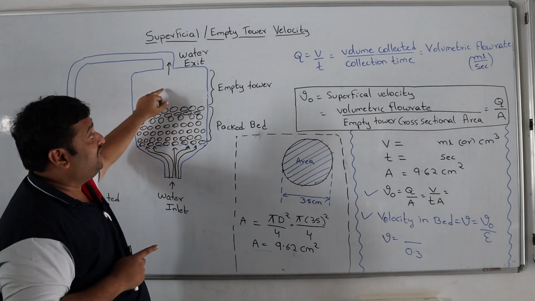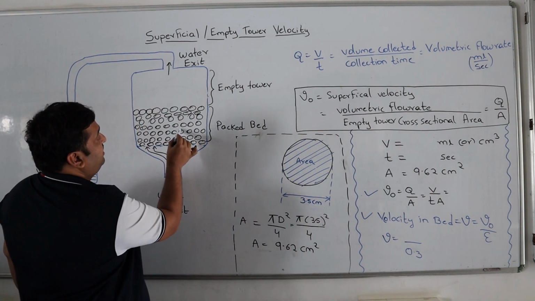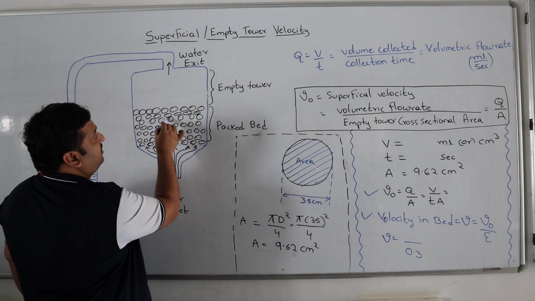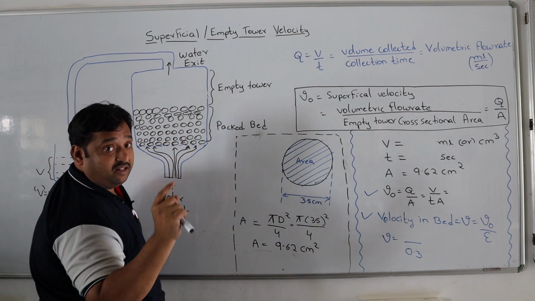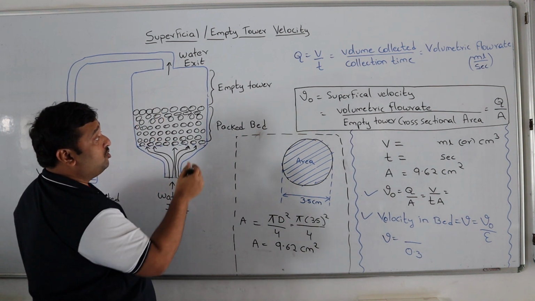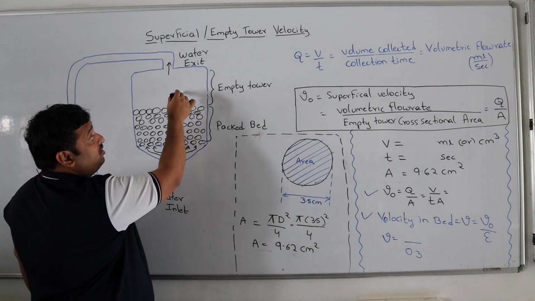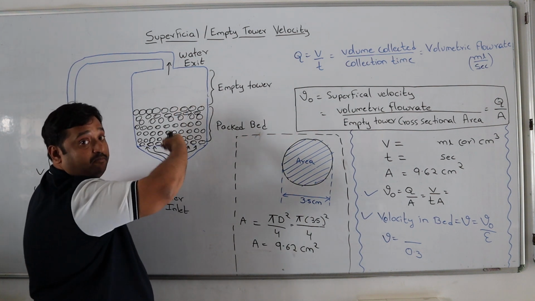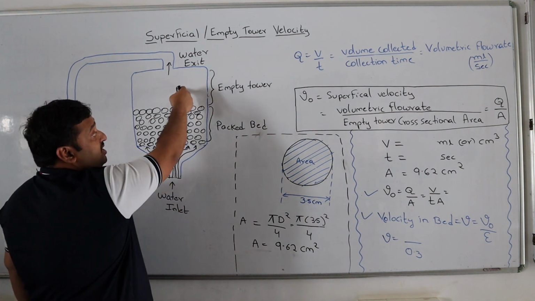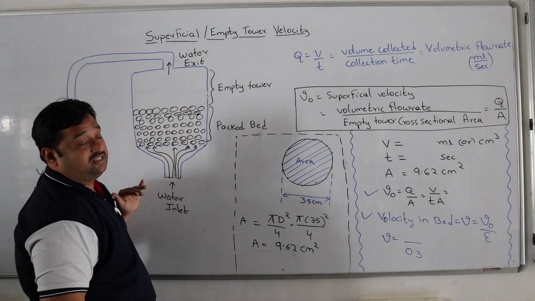The velocity in the bed is different from the velocity in the empty tower because, as you can see, there are very small spaces available for the water to flow. As you know, the moment you reduce the area, the velocity will be much higher. So the velocity inside the bed is very high compared to the velocity in the empty tower. Of course, the volumetric flow rate is the same at both locations, but the velocity varies.